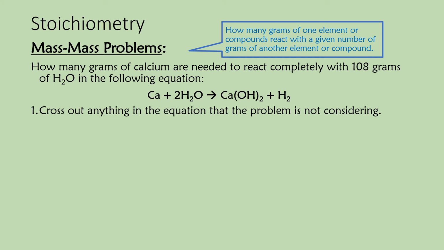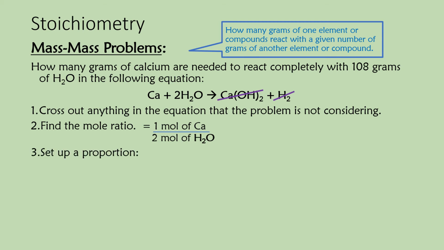So the question is only concerned with calcium and water, so we'll keep those 2 and cancel out the other 2 things. Then we want to figure out the mole ratio, which is still the same. 1 mole of calcium is reacting with 2 moles of water. And then we want to set up the proportion. Now here's the thing. In the question, we are given the grams of water.